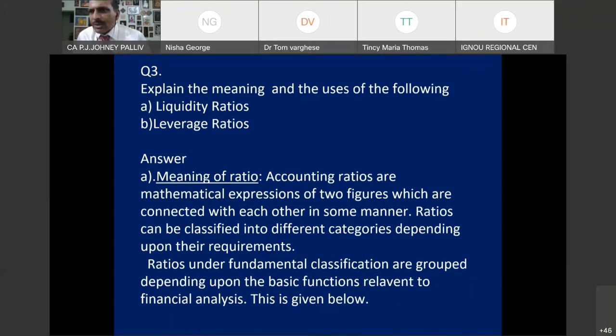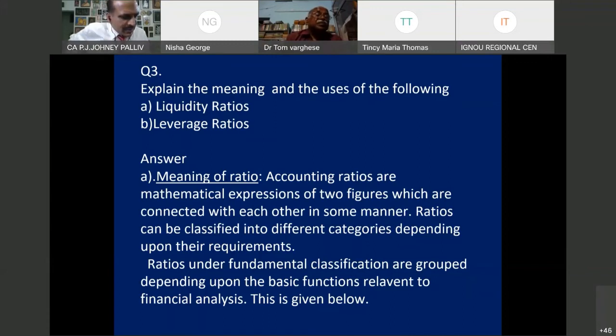Sir, what about assignment submission? Friends, assignment submission is called tutor marked assignments. You are required to contact the regional center or the study center for getting more information about the assignment questions.